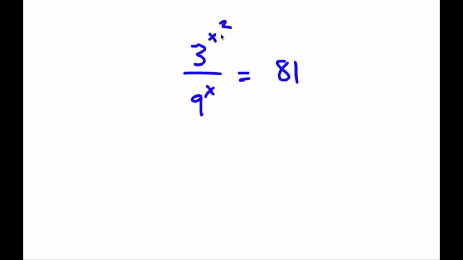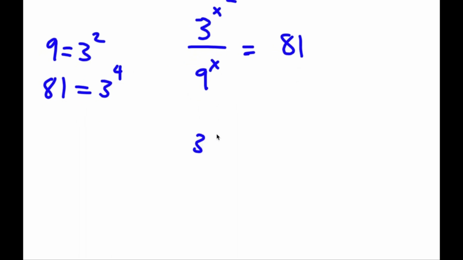3 to the power of x squared over 9 to the power of x is equal to 81. So first off, 9 here is the same thing as 3 squared. And 81 is the same thing as 3 to the power of 4. So if I replace 9 and 81 with 3 squared and 3 to the power of 4, I have 3 to the power of x squared over 3 squared to the power of x is equal to 3 to the power of 4.